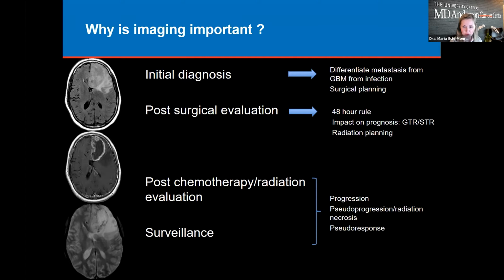I'm not going to go into it too much today, but one of the things that we do quite regularly at our institution is functional MRI for better surgical planning. The majority of patients will undergo some form of surgical resection, ranging from a stereotactic biopsy through a gross total resection. Timely post-operative imaging within the first 48 hours gives the most accurate representation of the extent of surgery and has implications for prognosis and aids in radiation planning.